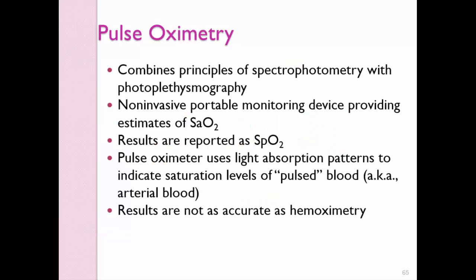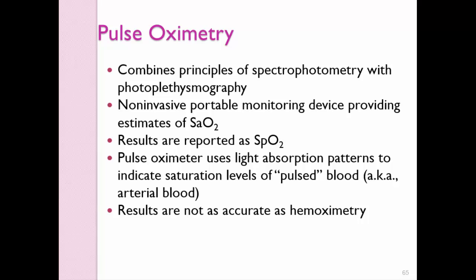Pulse oximetry combines the principles of spectrophotometry with photoplethysmography. I think that's the longest word I know. It is a non-invasive portable monitoring device providing an estimate of saturation of oxygen. And the results are reported as SpO2. So if you draw the arterial sample, it's reported as SaO2. If you do it with a pulse oximeter, it's reported as SpO2.